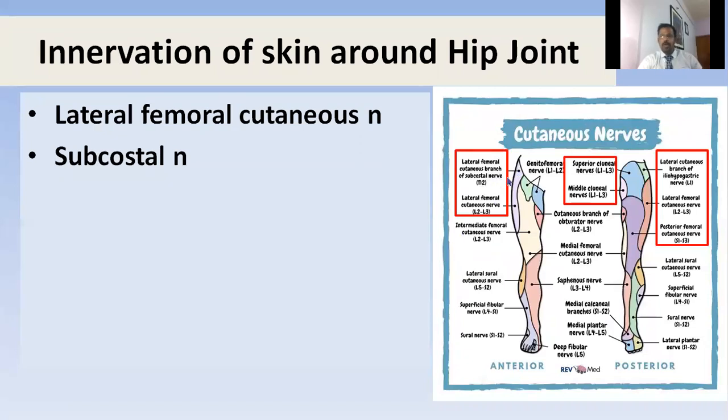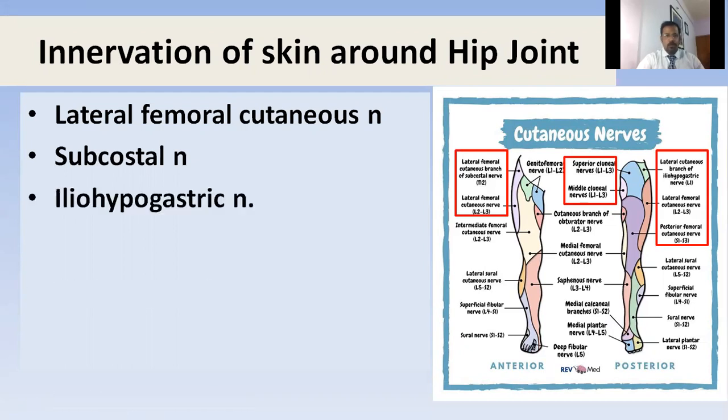Basically, most hip surgeries are usually done either by an anterolateral incision or a posterolateral incision. So the most common nerve of relevance to us is the lateral femoral cutaneous nerve if your incision is up to the greater trochanter. If your incision is above the greater trochanter in the anterolateral aspect, it is by the subcostal nerve. So these are the two nerves which are more relevant.